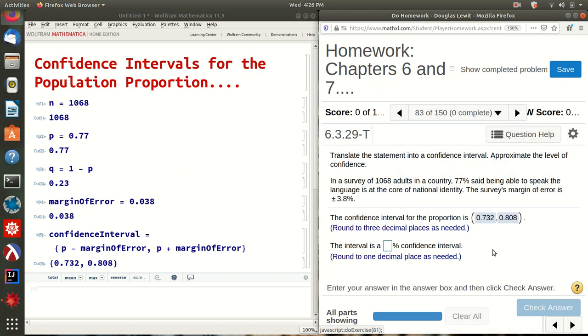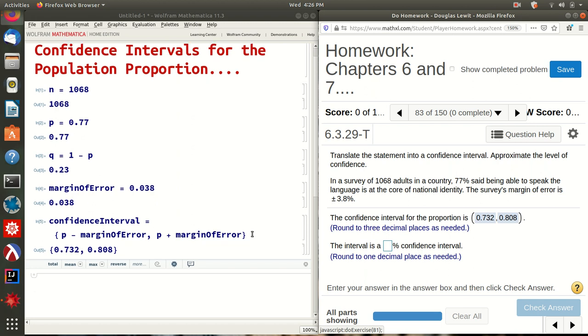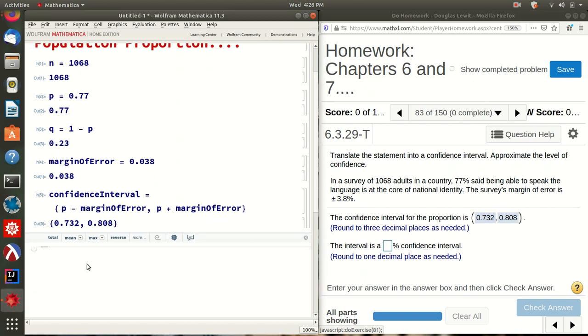Now we have to figure out the percentage of the confidence interval, and that's a little bit more work, but it's not that difficult. So we're going to use Mathematica's Solve command. We need to use the right formula, okay? So Solve margin of error is equal to, so notice I use the double equality symbol. I'm not using the single equality symbol.